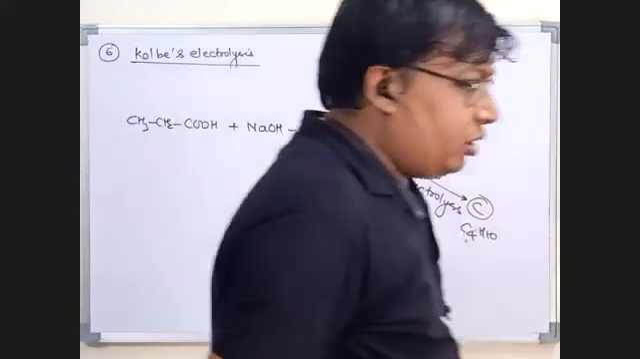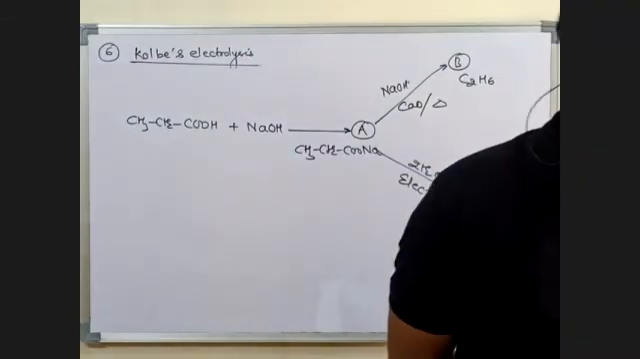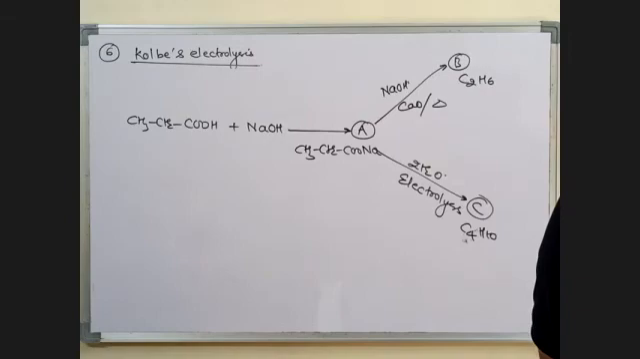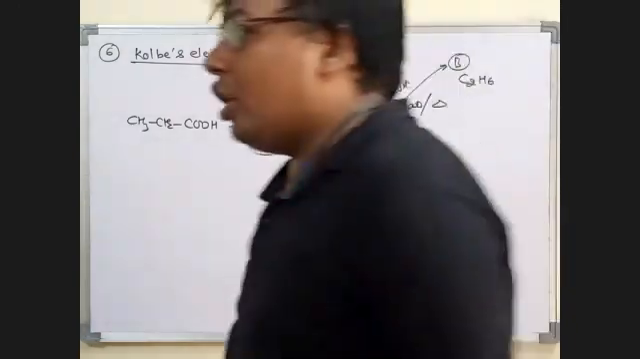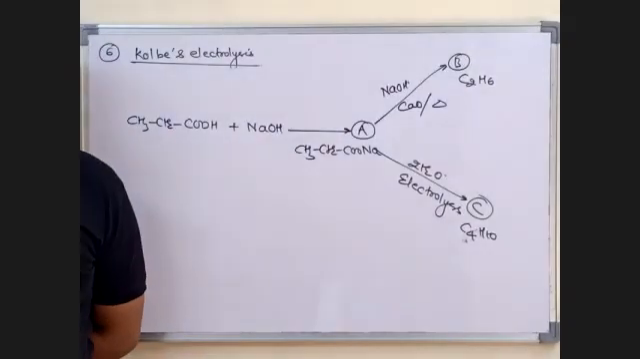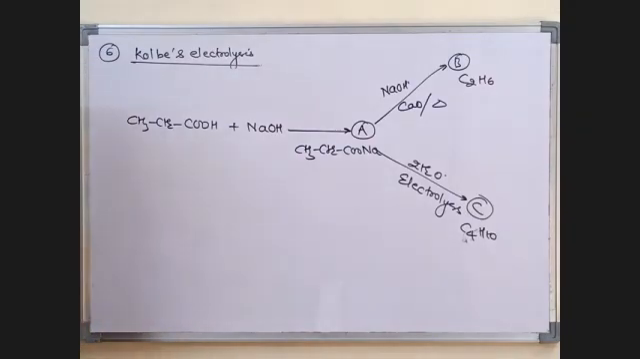Now, come on, in your red book, students, and I will write the limitations of Kolbe electrolysis. First, we cannot make methane by this reaction. In Kolbe electrolysis, methane cannot be formed by this reaction.